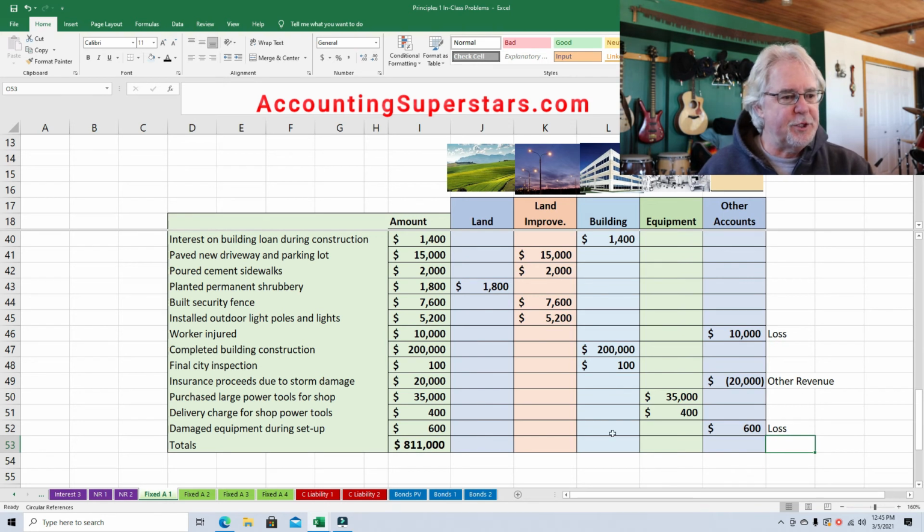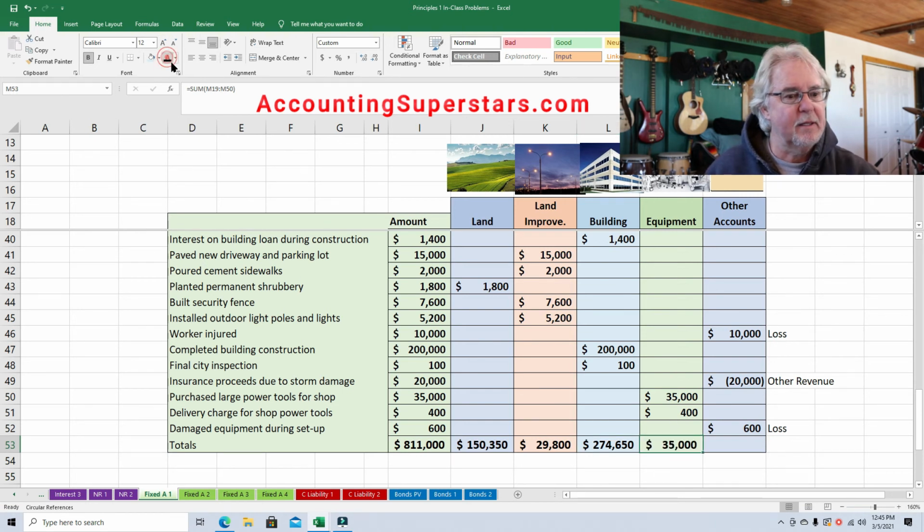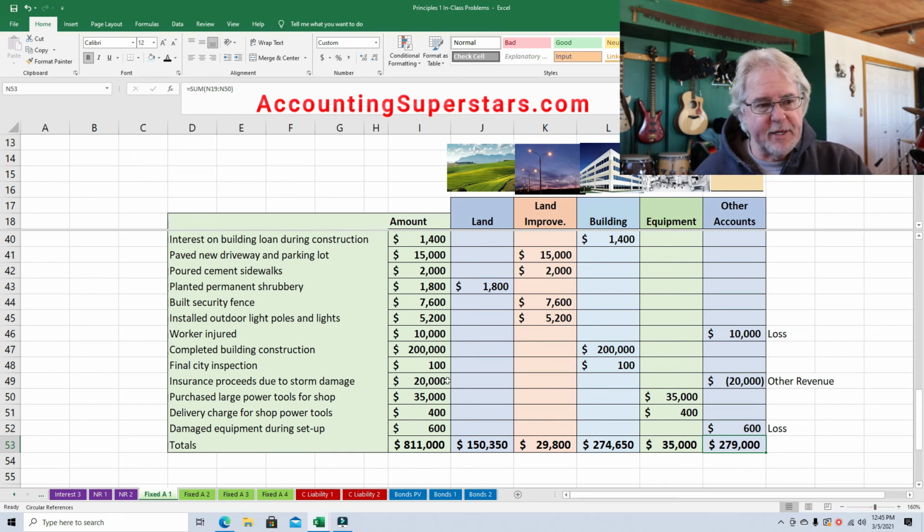So now what we would do is we would get the grand totals. The grand total for land is $150,350. The total for land improvements, $29,800. Building, let's see what we got. $274,650. Equipment, $35,000, and other miscellaneous type items. There we go, $279.